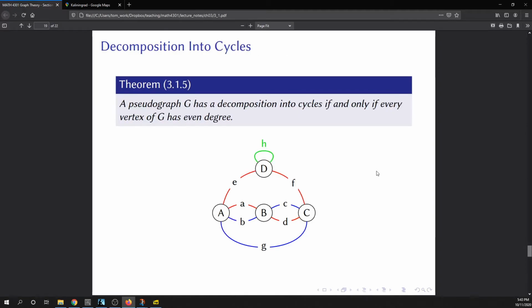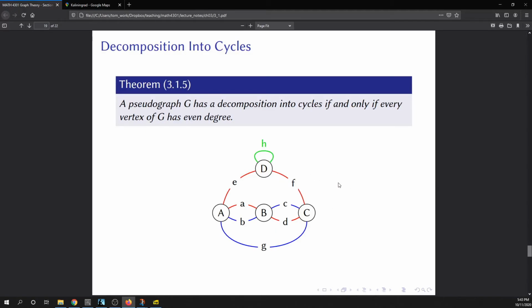All right, and very similar to that is that a pseudograph G has a decomposition into cycles if and only if every vertex of G has even degree. So here you can see this one talks about cycles specifically. Here you can see the decomposition into those 3 cycles. I have the blue one from the previous example, the red one from the previous example, and since we're talking about cycles, I had to separate this loop off into its own one cycle. It's a cycle, the shortest possible one, with one edge, which is the loop. Okay, so in this case we have 3 cycles.